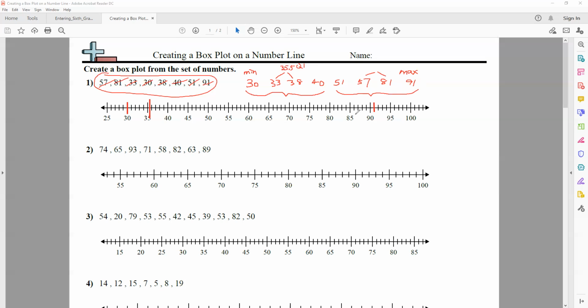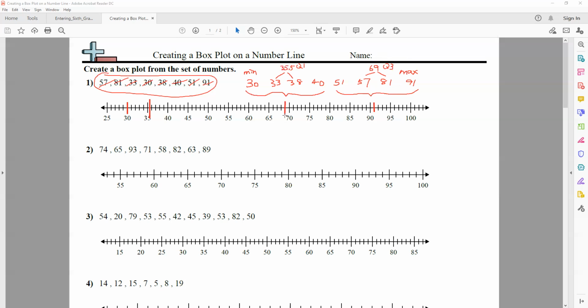59. No, that's too small. 57 and 81. So 69, you think? Yeah. Right, so 69. This is called Q3, okay? That's your third quartile, which is around 69, it's right here.